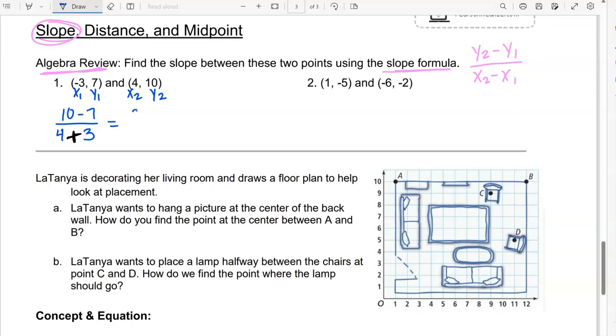10 minus 7 gives us 3. 4 plus 3 gives us 7. We are going to keep it as a fraction. Please do not turn it into a decimal. Keep it as a fraction. So our slope is 3 over 7. If you needed that quick algebra review, try number 2 on your own. Pause it real quick.